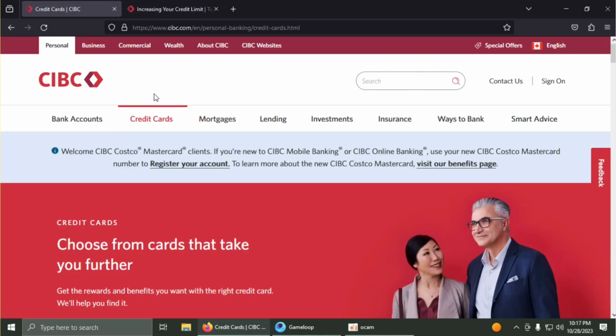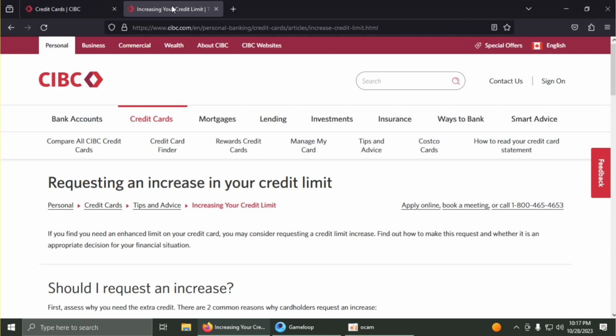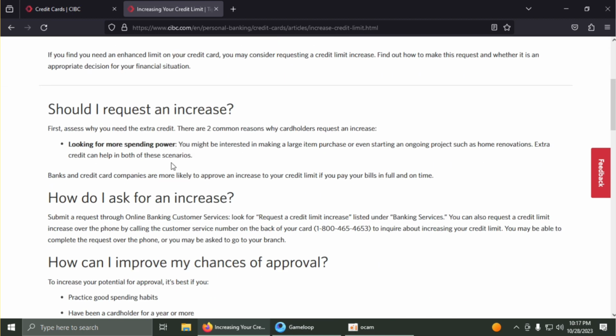So, how can you increase your credit card limit on CIBC Bank? You need to go to the official bank website and search for increasing your credit card limit, and then you can find this page. And as you can see, these are the tips you can follow to increase your credit card limit.